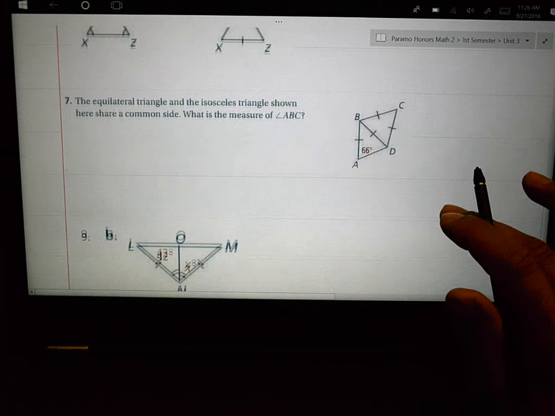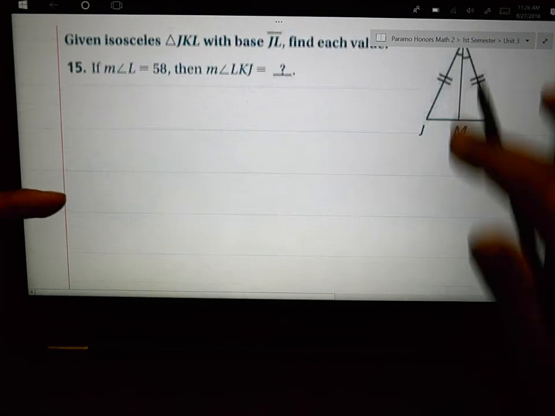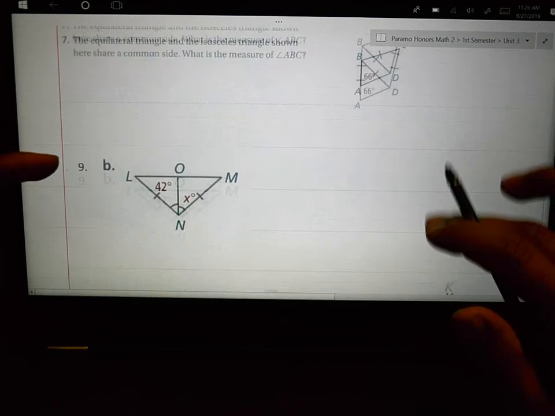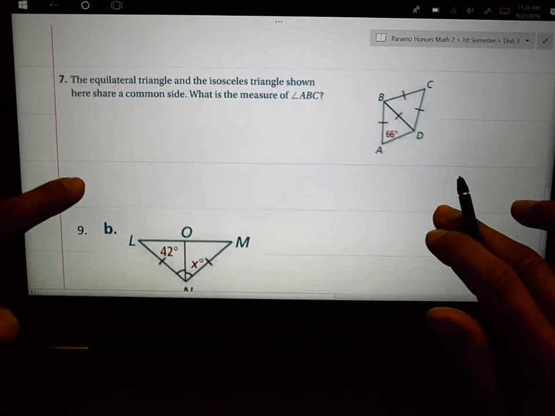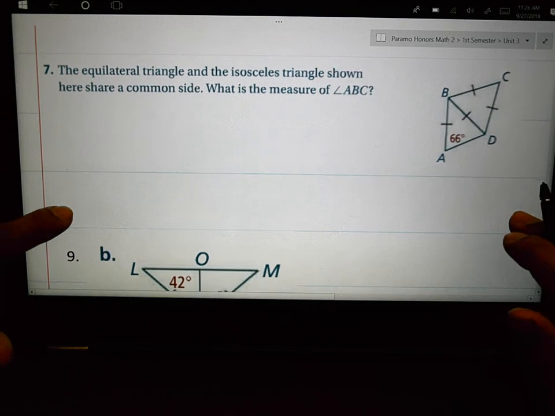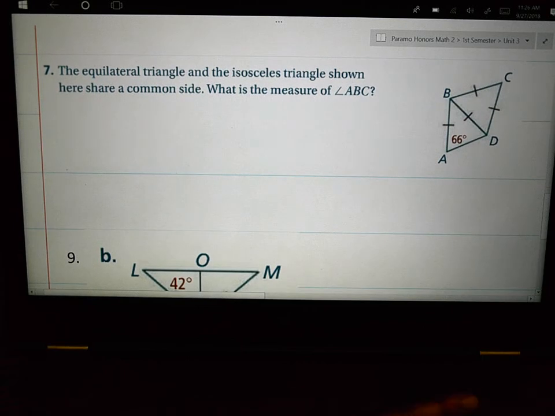Which brings us to our examples. I have three chosen for you. Numbers 7, 9, and 15. These won't take us very long. If you want to turn to whichever page it is, let me see, 3.5, page 161. We're going to number 7.